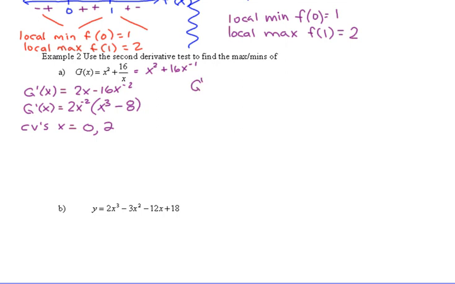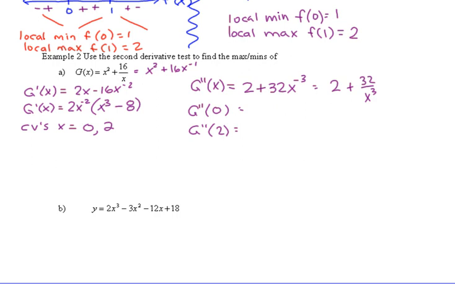So what is the second derivative? Let's start from this guy: 2 plus 32 x to the negative 3. You might even want to just write this as 2 plus 32 over x cubed. Okay, so we're going to plug those into our second derivative.